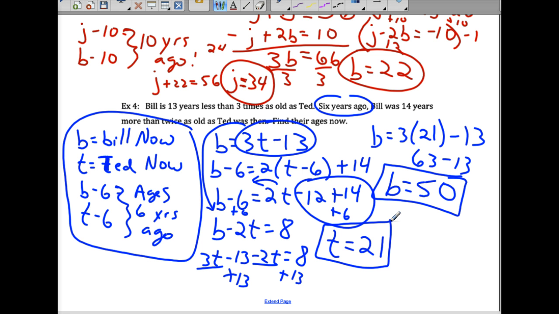Make sure it works out. Bill is 13 years less than 3 times as old as Ted. That works out. 6 years ago, they were 44 and 15. He was 14 years more than twice as old. 30 plus 14 makes 44.